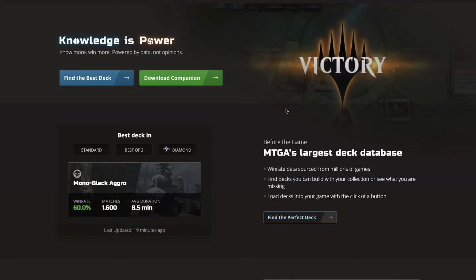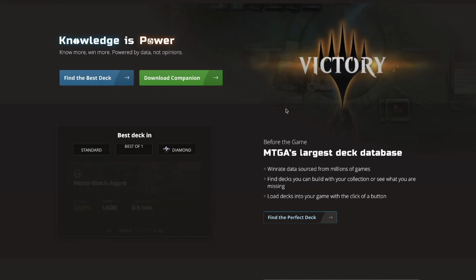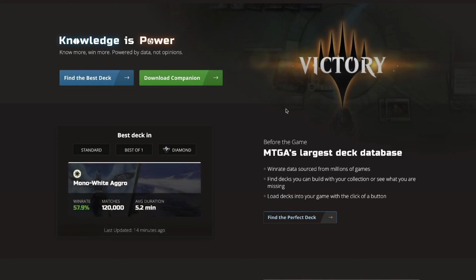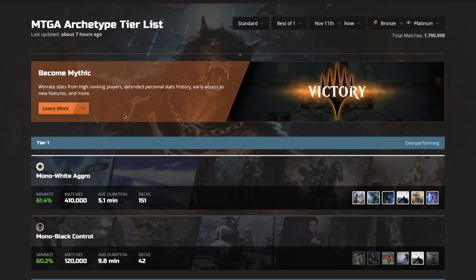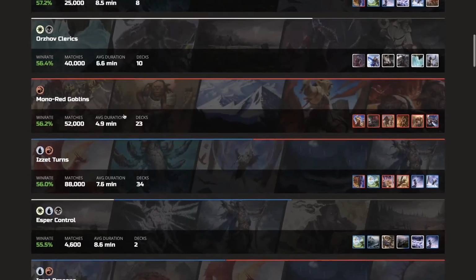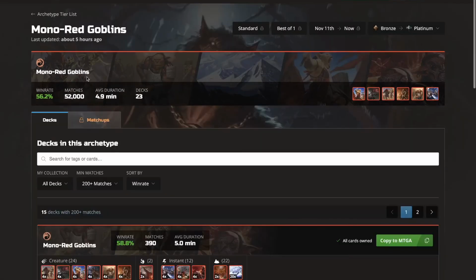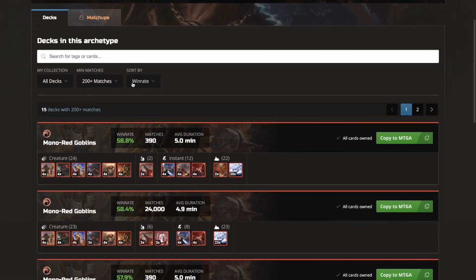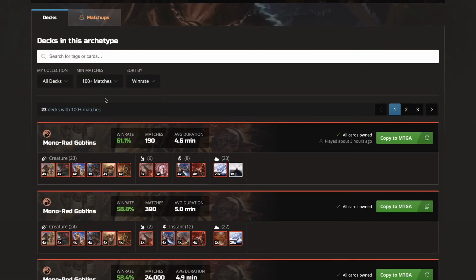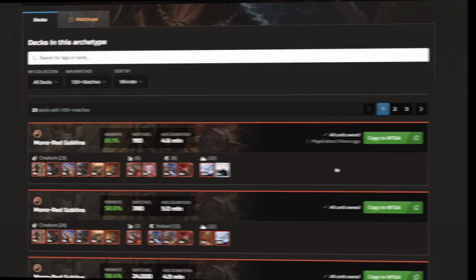Ever try to pick a deck from untapped.gg or another MTG deck source and try to replicate those win rates? Let's try it out. We go to the tile list and I've picked mono red goblins and go for 100 plus matches to have even more variance, and copy it to Magic the Gathering Arena, and I'll see you in a couple of seconds.